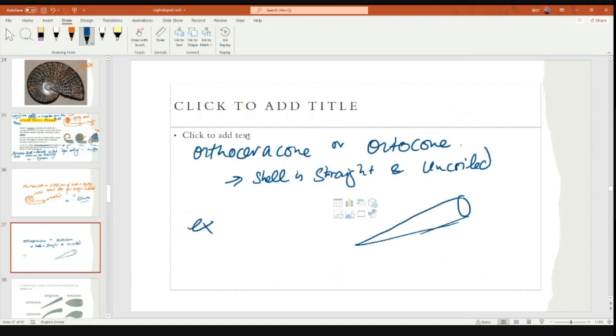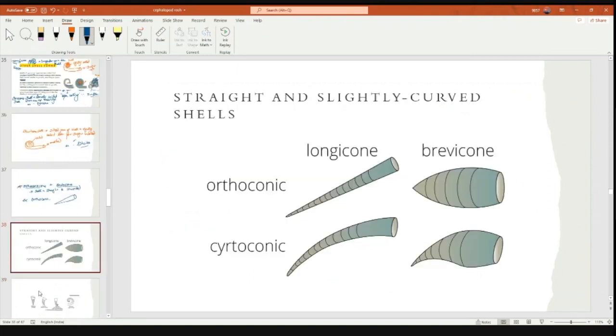An example is orthoceras. Okay, this is just a straight and uncoiled kind of cell, जो कि questions में you see. Okay, already you see the questions. Orthocone and orthocera, the cell is generally straight and uncoiled. So now you can see these are the cyrtoconic and orthoconic. Orthoconic, you can see this is the straight one, but cyrtoconic is curved. Okay, which is curved in nature.